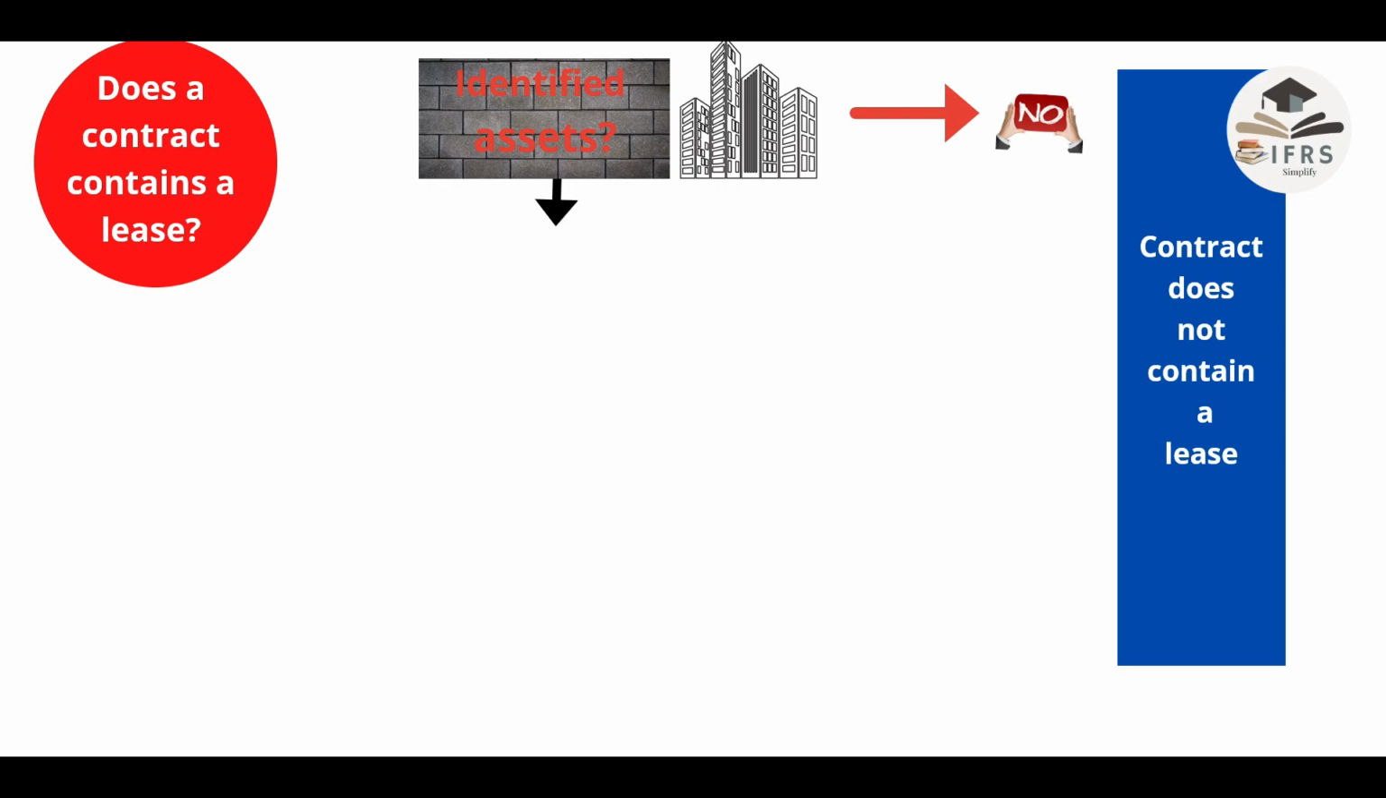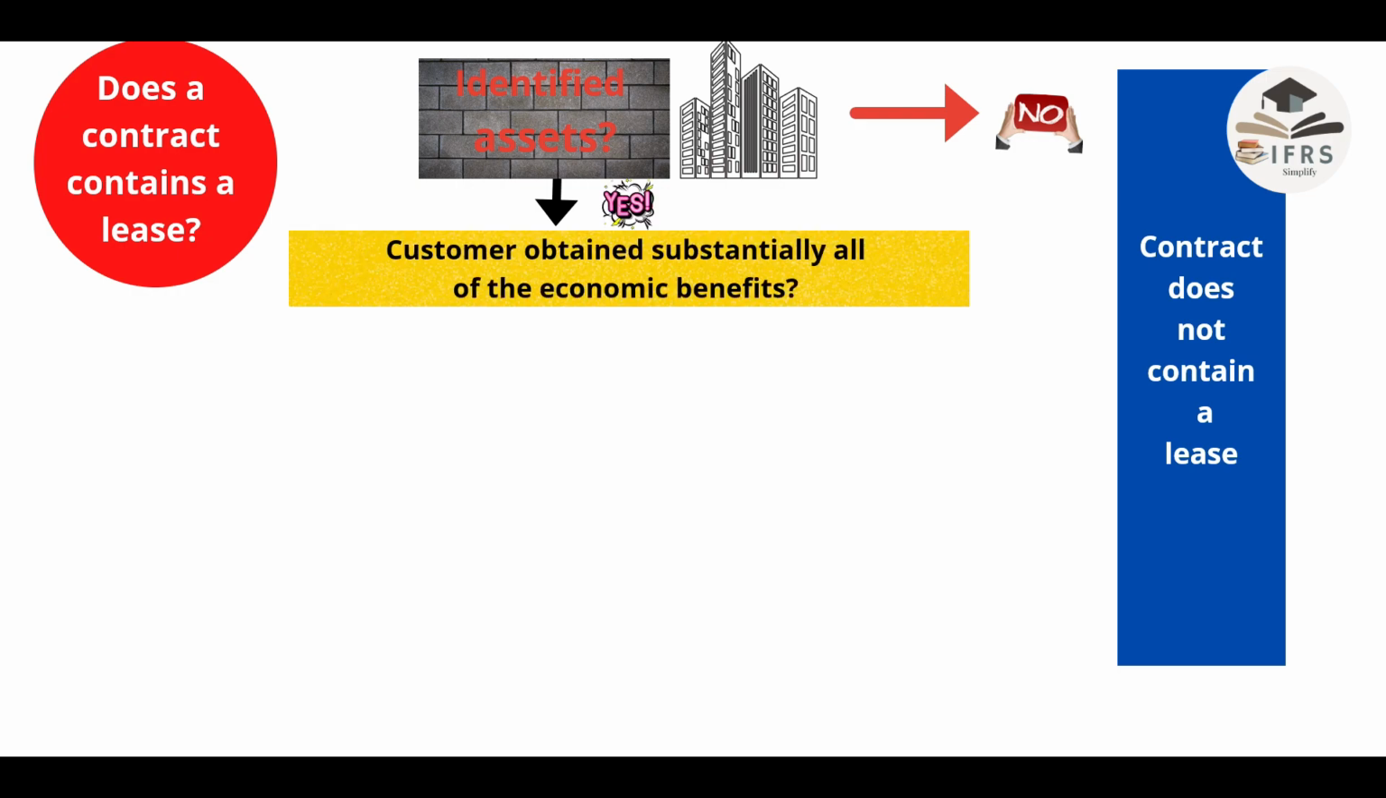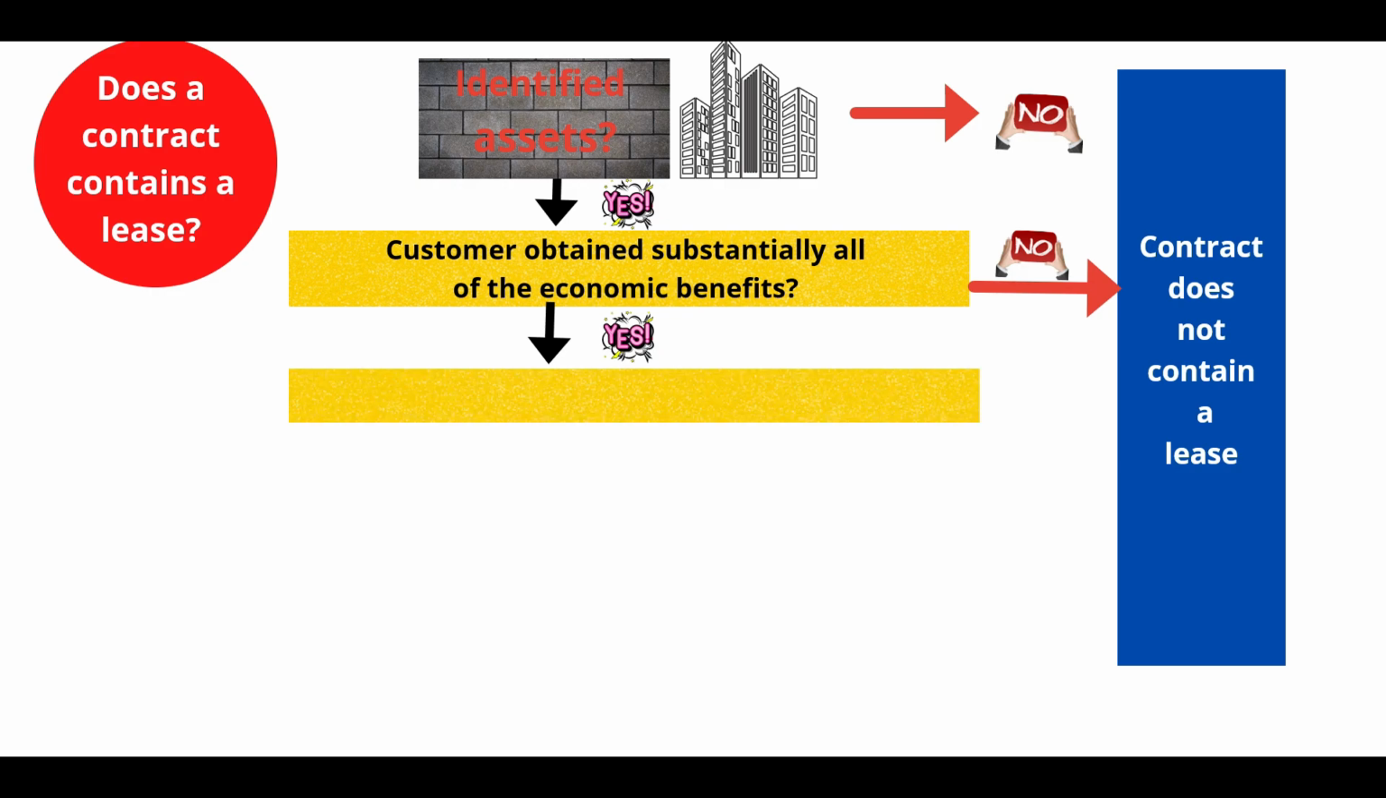If there is an identified asset, the next question is about control of the identified asset. Does the customer have the right to obtain substantially all of the economic benefits from the asset? Please note that the customer can enjoy economic benefits from the asset by using it, holding it, or subleasing the asset. It can be any form. If the answer is no, then it's not a lease and we'll stop here. And if the answer is yes, then we need to assess the next condition.